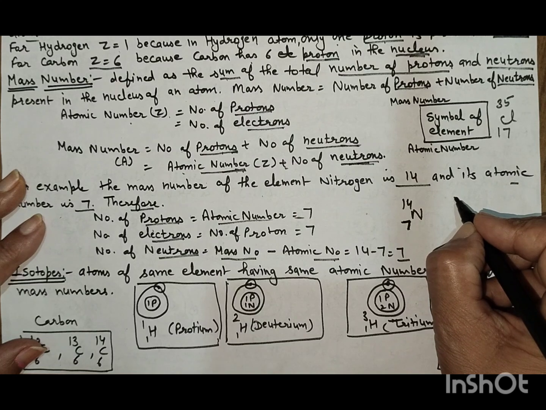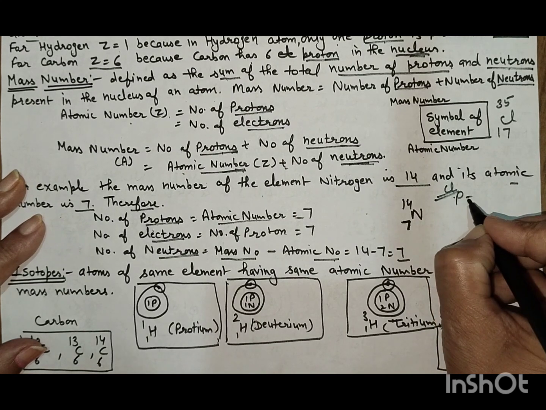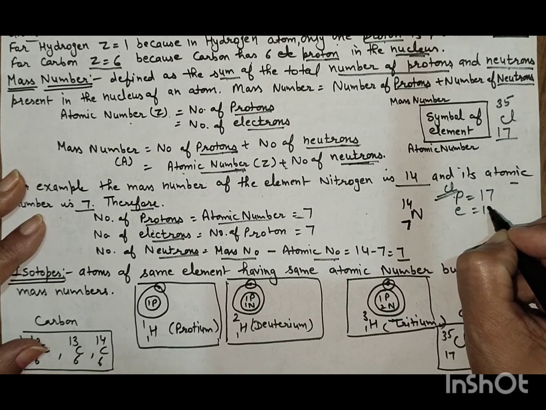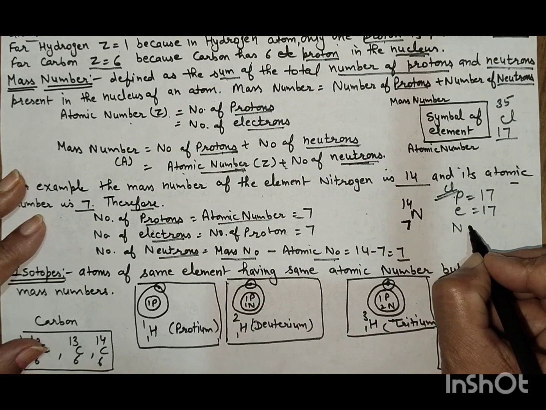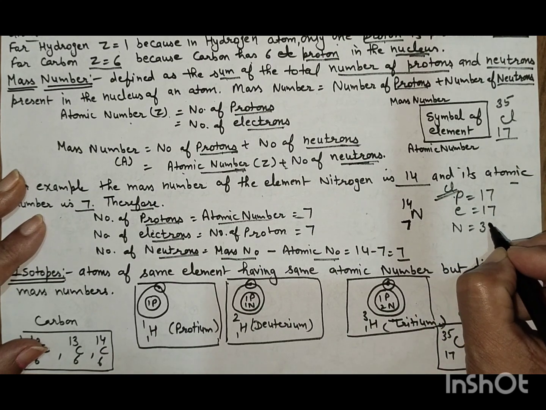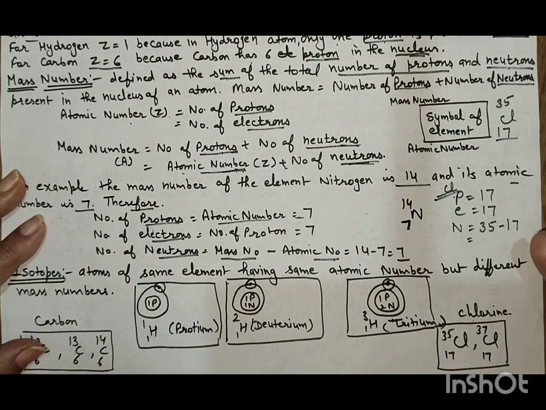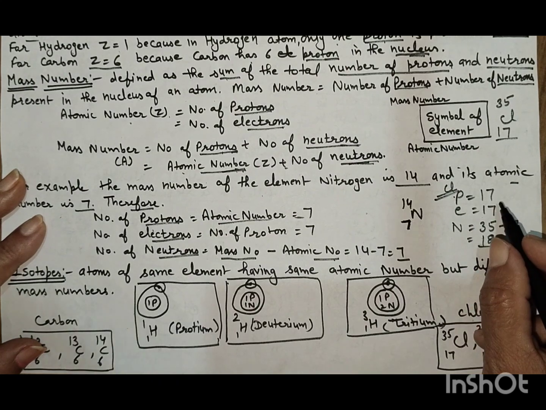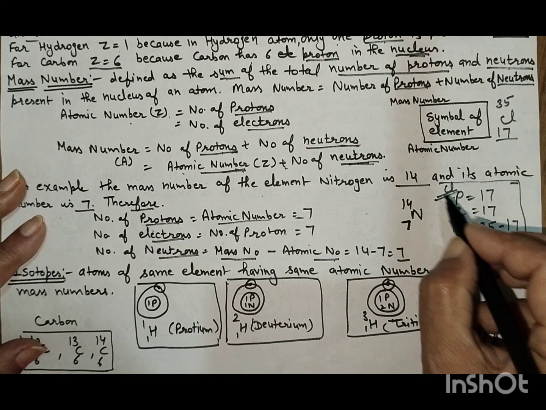Now we will find out for chlorine. The number of protons for chlorine is 17. Electrons 17, and neutrons are mass number minus atomic number, or number of protons. That is 18. 18 neutrons are present in chlorine. This is for chlorine.